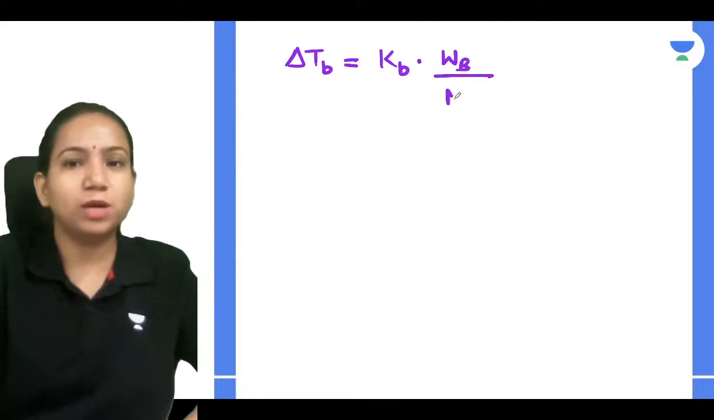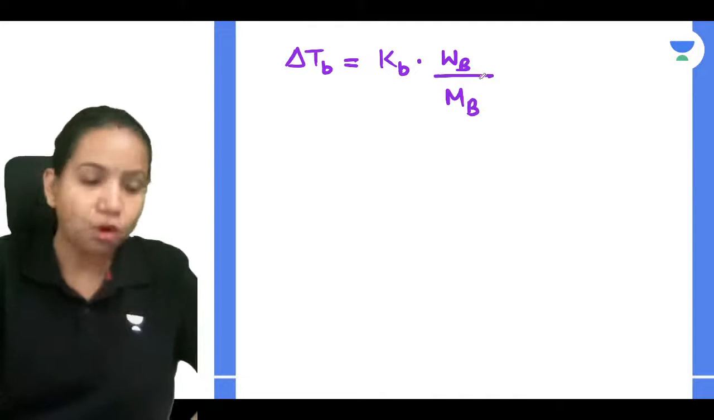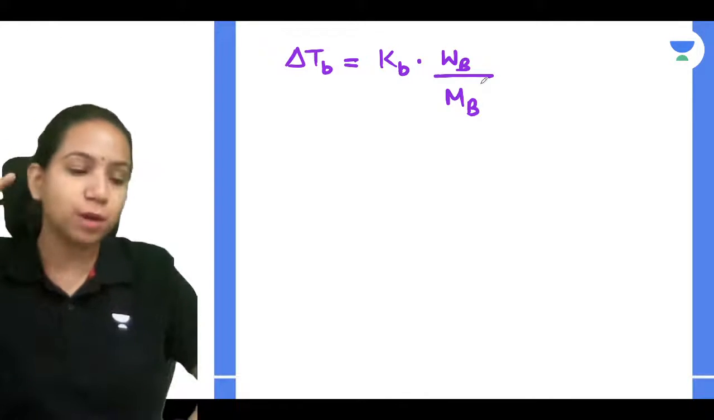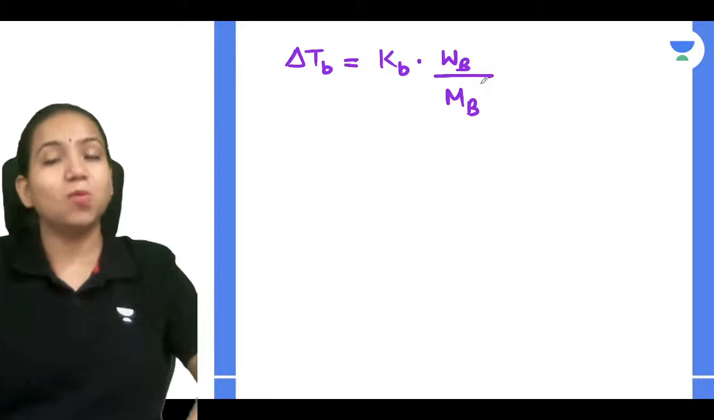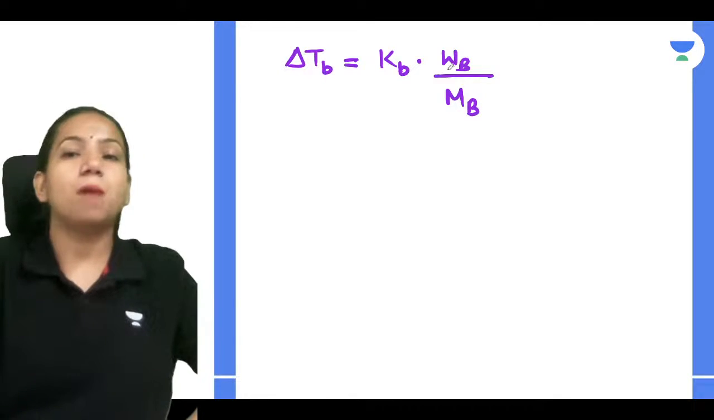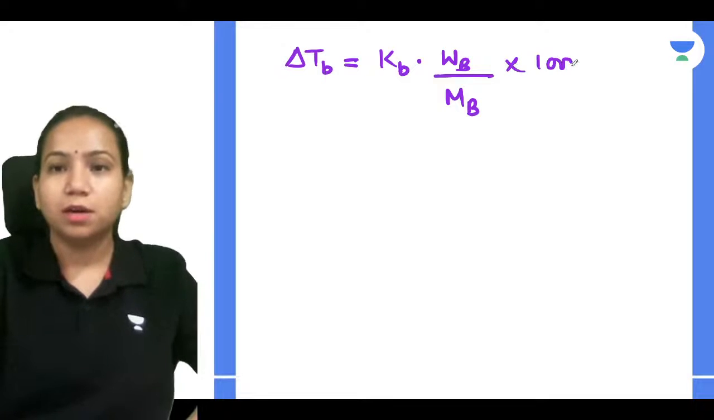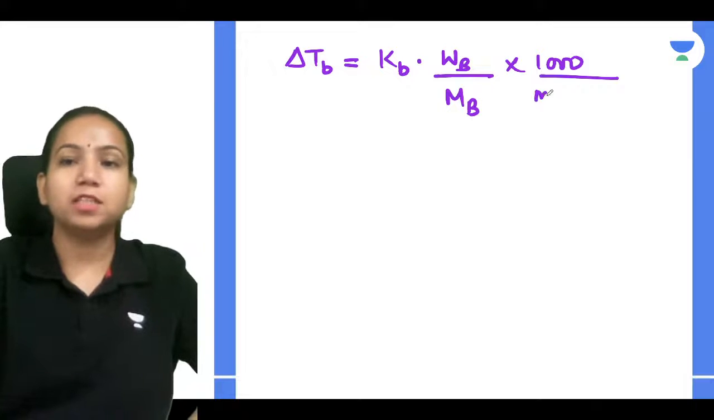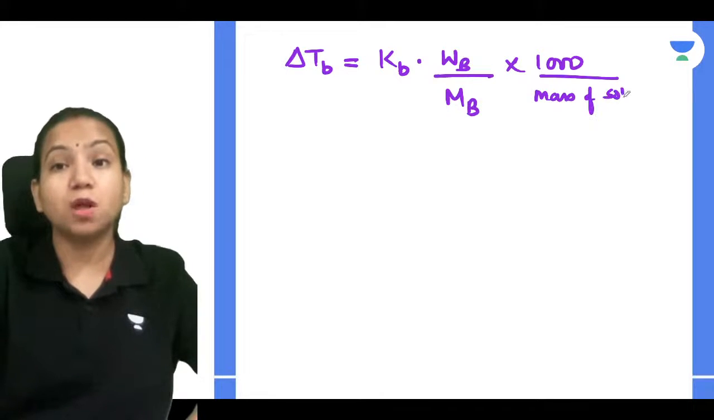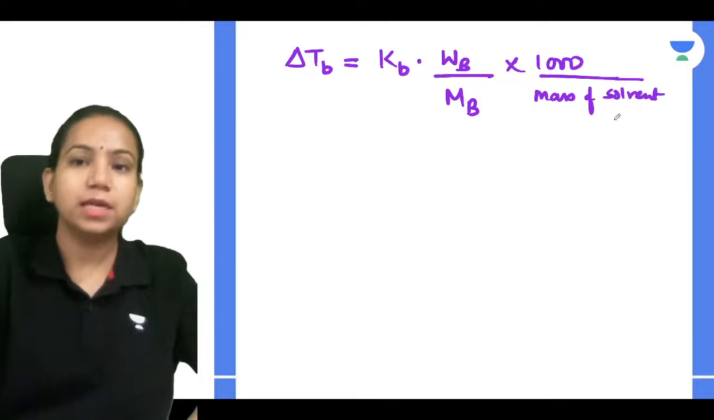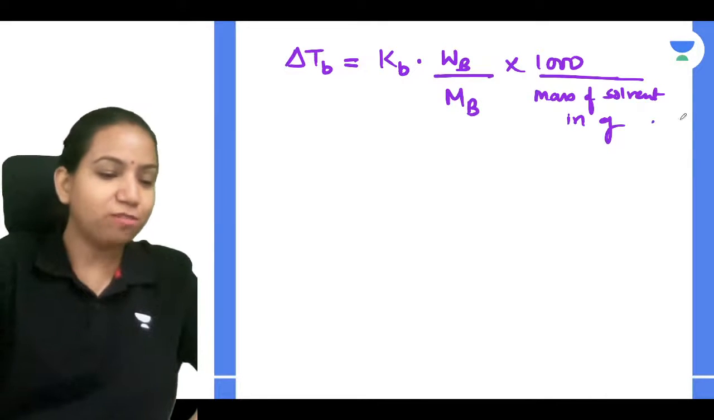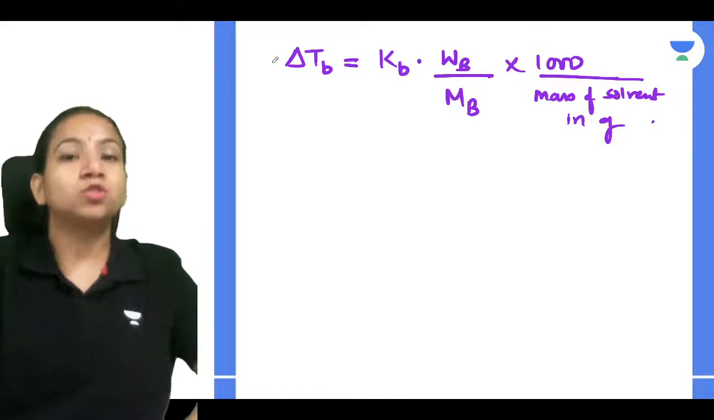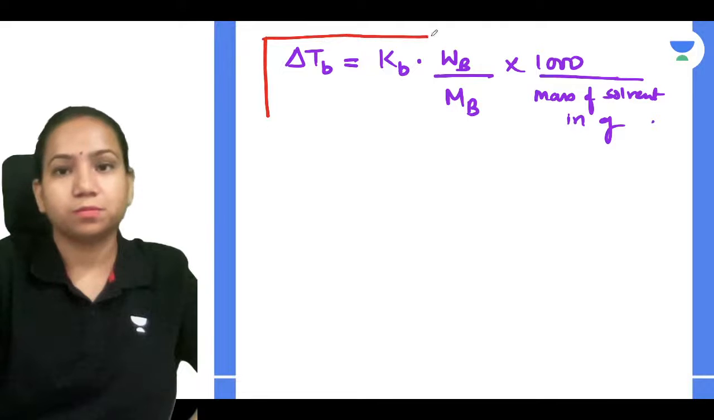If you don't remember what molality is, see my session for concentration terms. It is there in two parts, part 1 and part 2. In part 2 you can see what is molality. So molality is given mass divided by molar mass into 1000 divided by mass of solvent in grams. I have elaborated this a little bit, which is going to help you solve the questions related to it.